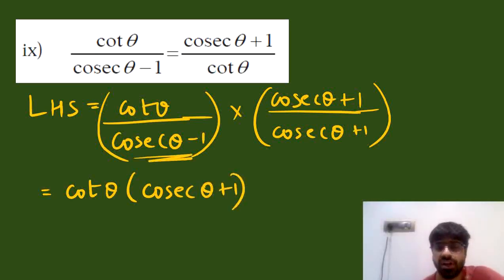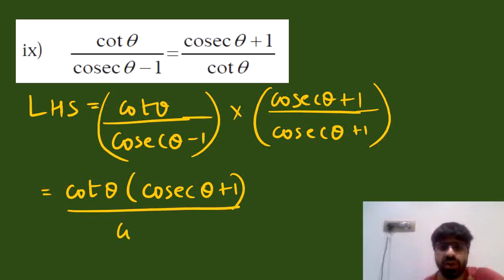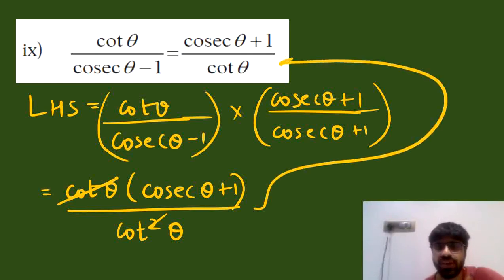But then in the denominator it's a minus b into a plus b. So the denominator is going to be cosec square theta minus 1. But cosec square theta minus 1 is cot square theta. So cot theta gets cancelled here and here. And you are finally left with cosec theta plus 1 upon cot theta, and that is your right hand side.